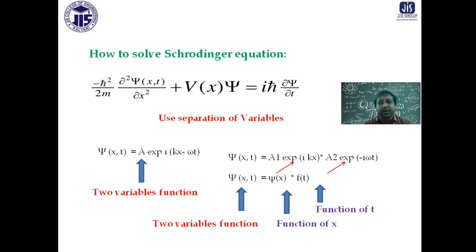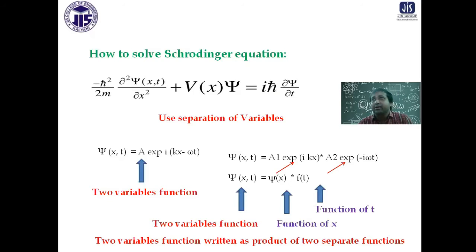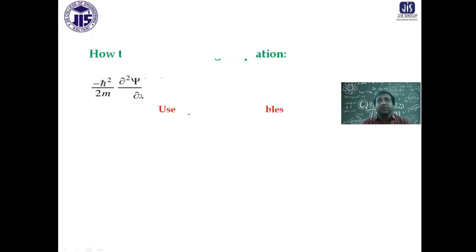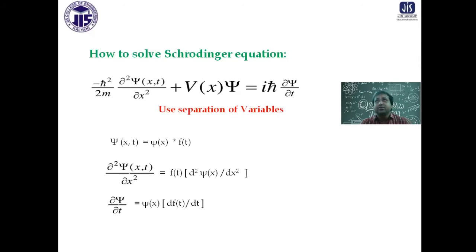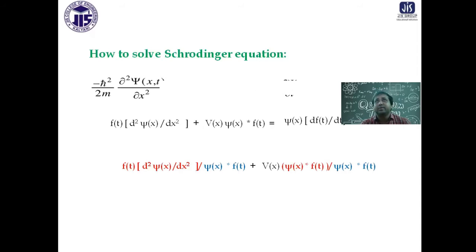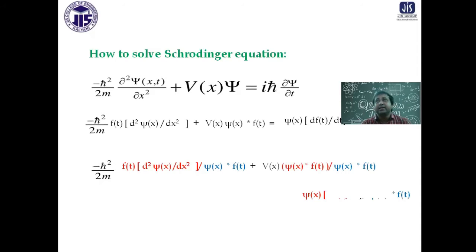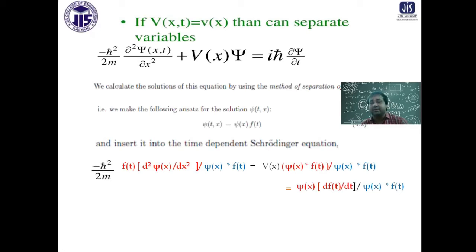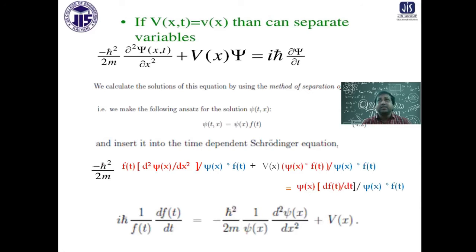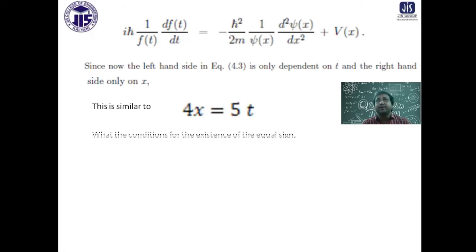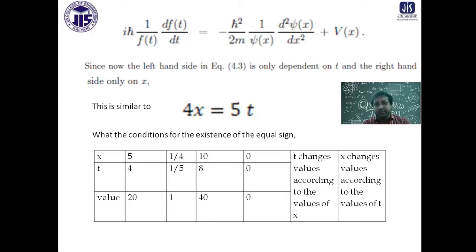The next job was very simple: to replace psi, d2 psi dx2, and del psi del t with the right hand side. I did it also. So you can see if you do the replacement, your equation takes a form like this. After that, we divided every term by psi and phi, and we get an equation whose one side depends on x and the other side depends on t. You can see here, I told you this is very similar to an analogous problem of mathematics, where one side depends on x and the other side depends on t.